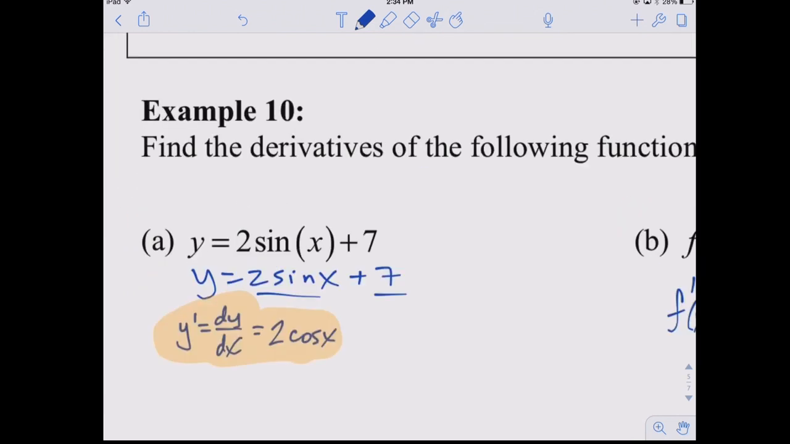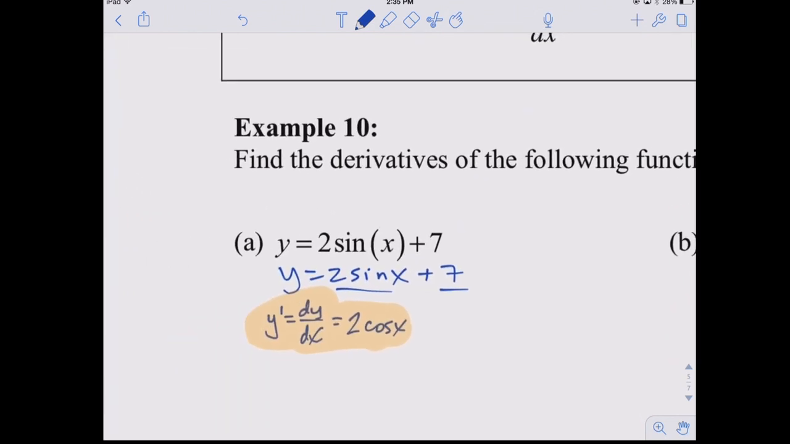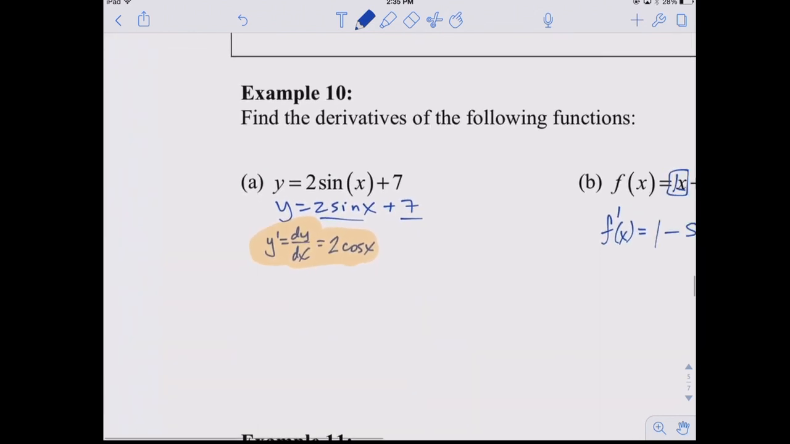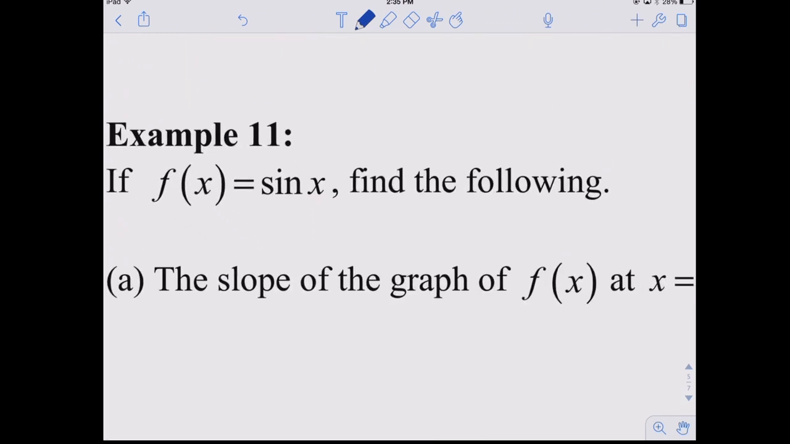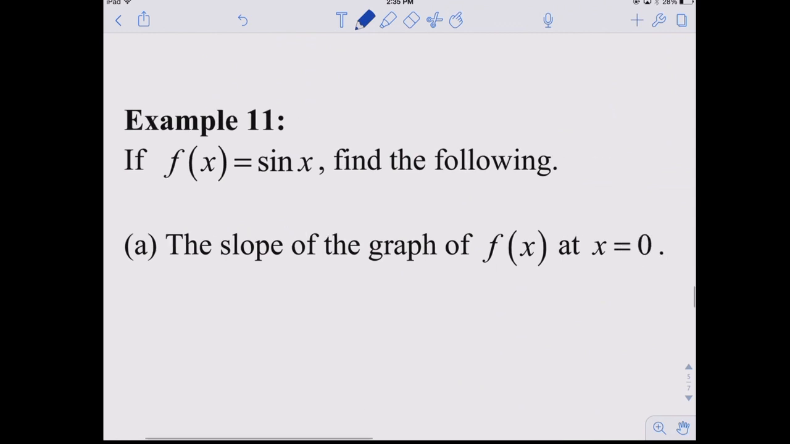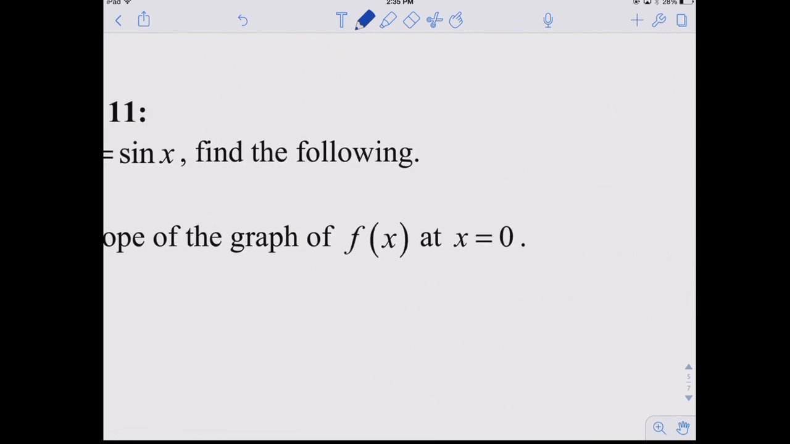Okay, any questions on using the two new rules, the sine rule and the cosine rule? All right, let's put them to good use. Here's a nice little application. If f of x equals sine of x, find the following. A, the slope of the graph at 0. The slope of the graph at 0.